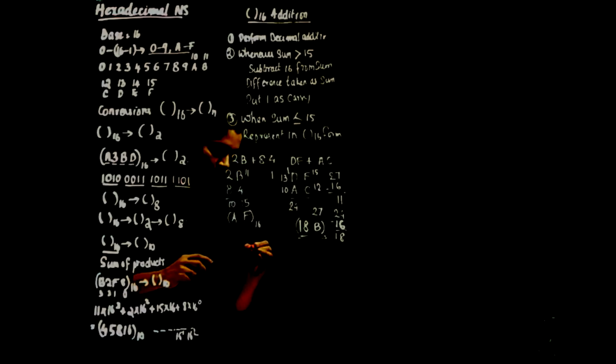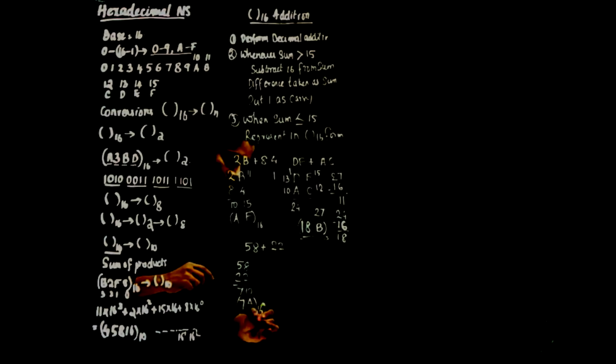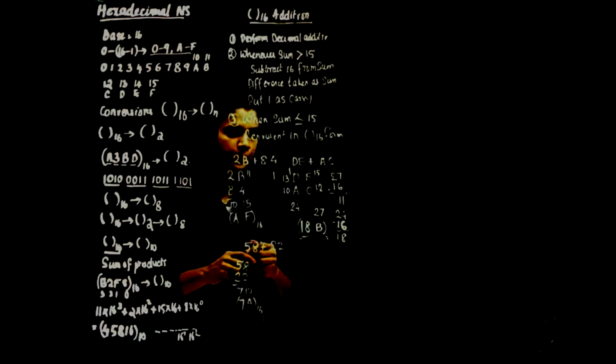We will do one more example. 58 plus 22. 8 plus 2 is 10, and the representation is A. 5 plus 2 is 7, represented as 7 itself. So 7A of 16 is the corresponding representation.